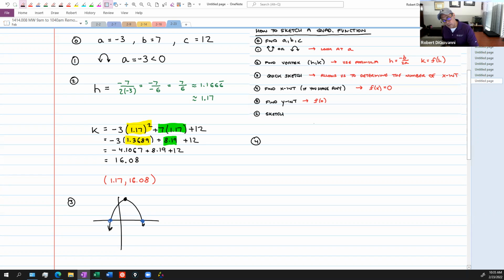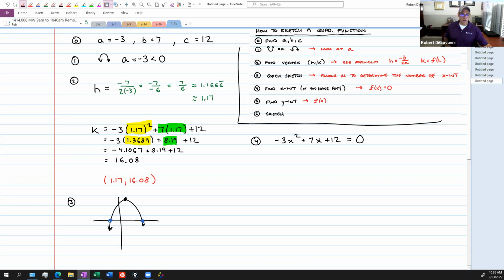So for step 4, I take the original function, negative 3x squared plus 7x plus 12, to find the X-intercepts, and I'm setting it equal to 0. And I do not believe that factors. I didn't think about it too much, but I intentionally was trying to make it not factor. 2 numbers that multiply to be 36 and add to be 7? I don't think that's going to happen. So quadratic formula.